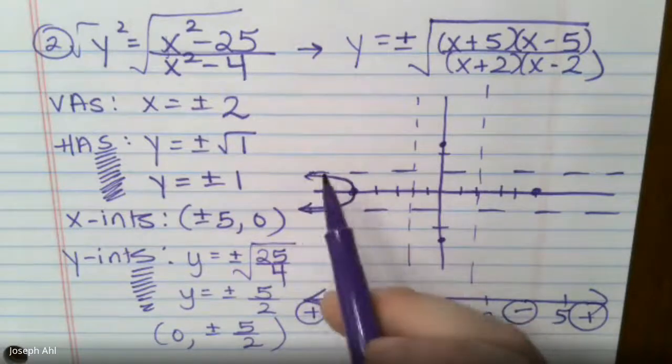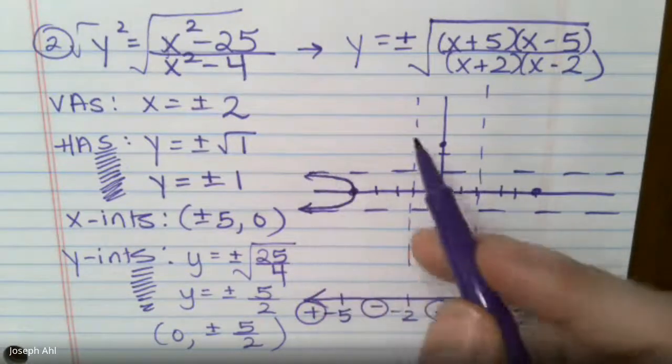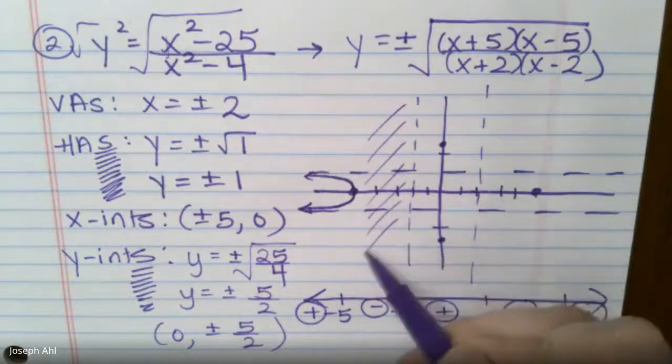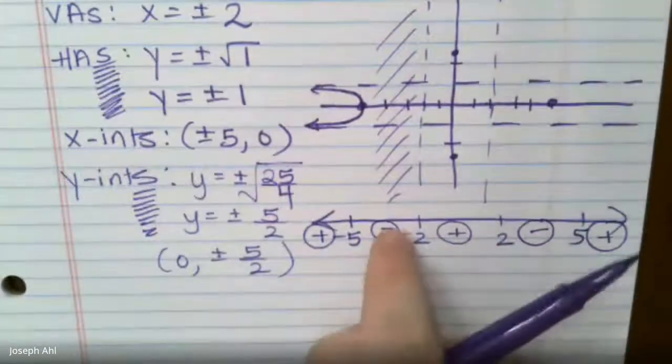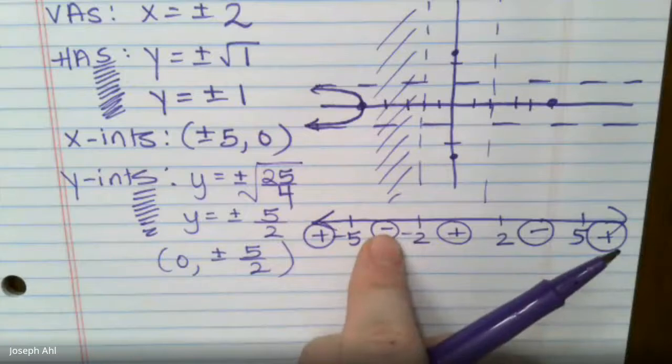So this section to the left here looks like a sideways parabola. This is a restricted region. Cross it off. You can't graph anything if you're taking the square root of a negative.